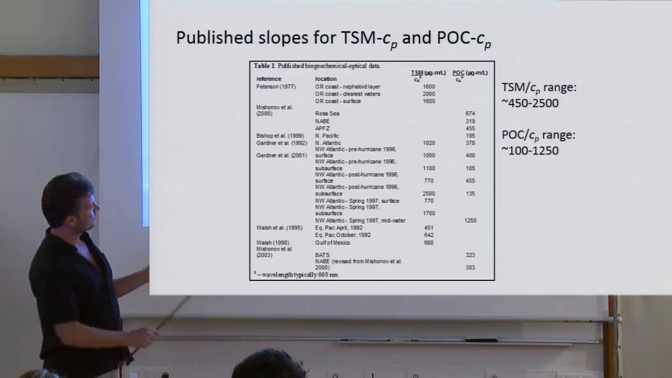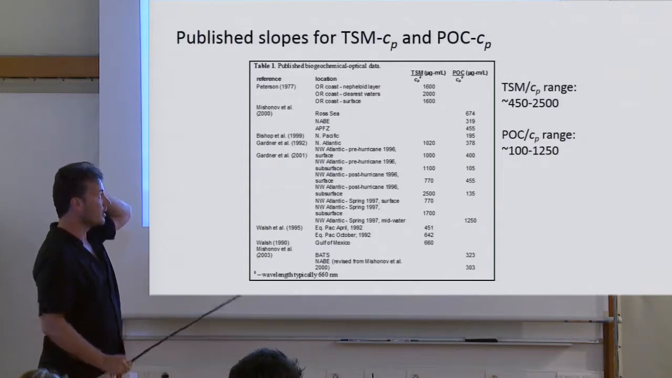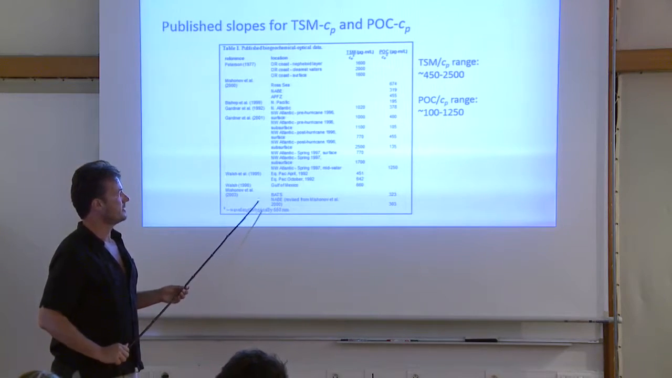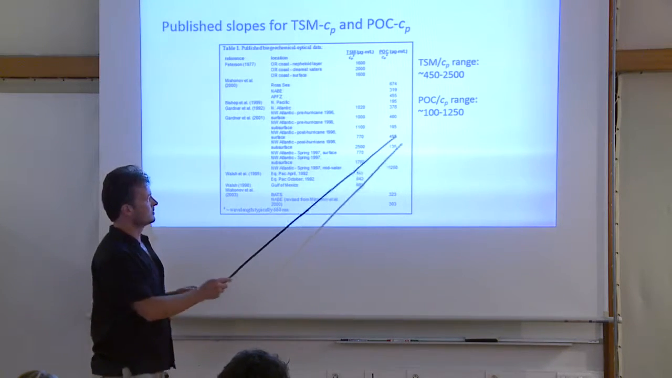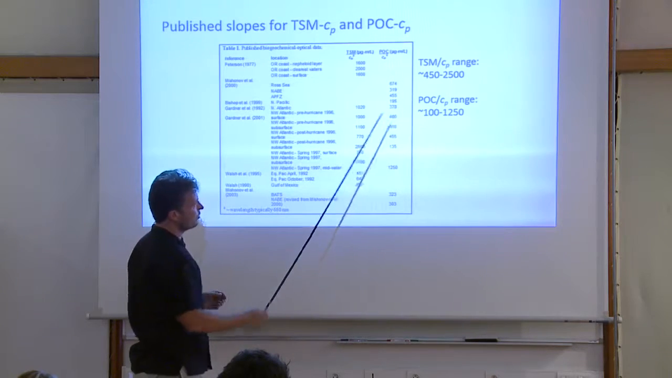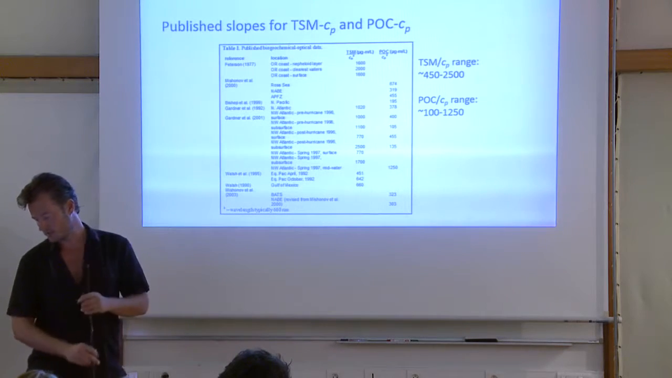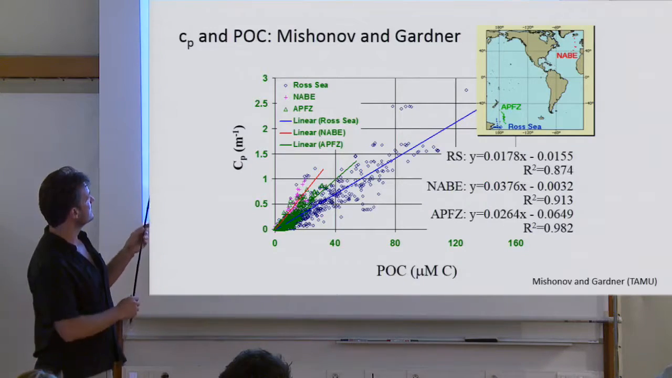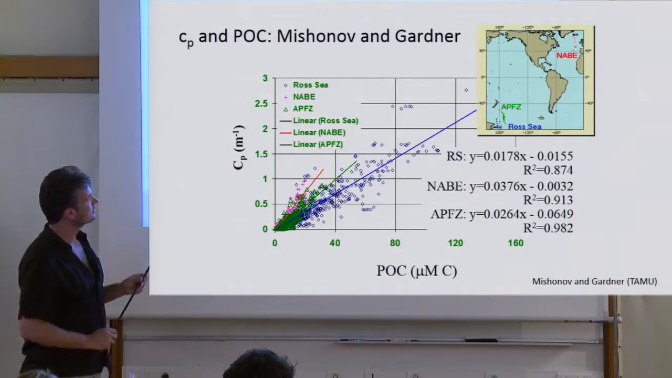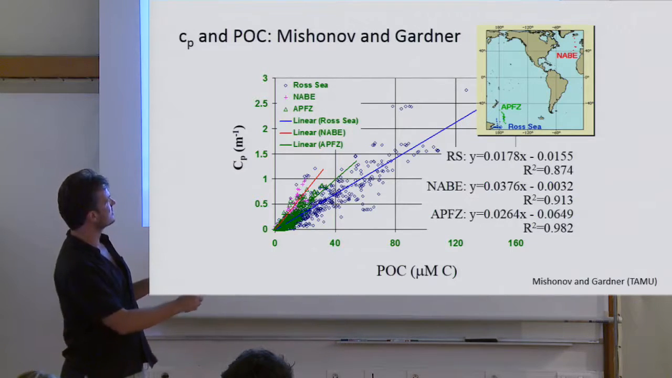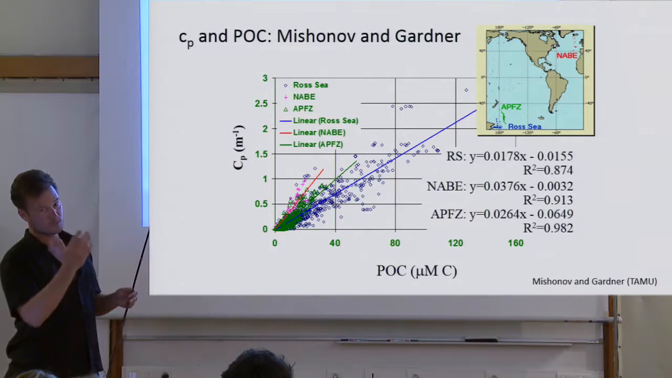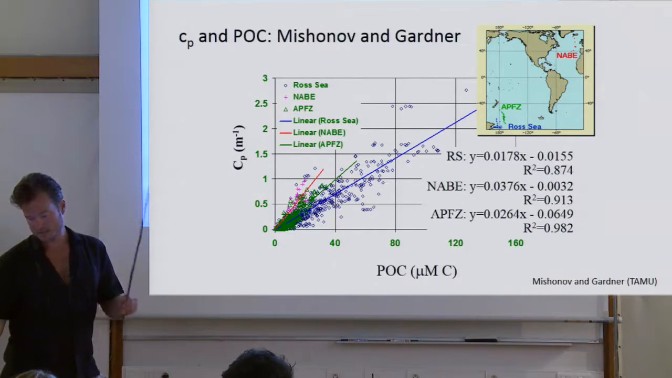Here are other published TSM over CP values that you can find in the literature. These are different units, unfortunately, but basically they range from 0.45 to 2.5, and I was saying 1 was kind of an average. CP has also been used to estimate POC. Again, you get nice linear relationships in specific water masses, but you get different slopes depending on the composition of the particles in that particular water mass.